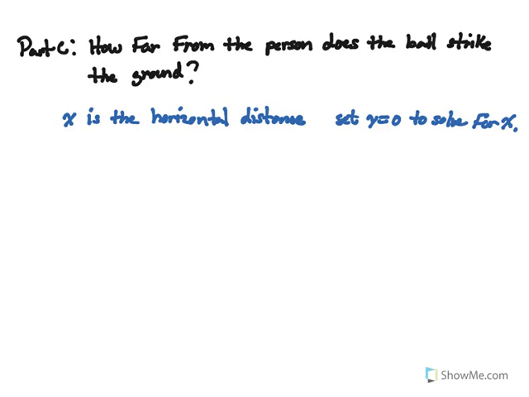Okay, so the last part is, how far from the person does the ball strike the ground? Remember x is the horizontal distance that it's going to travel. It's going to start at an initial point at 0, 0. That's where the person is standing. The ball goes in the air and then strikes the ground at a new point, which is going to be x, 0. And the y is 0 because the height is 0 when it's on the ground.